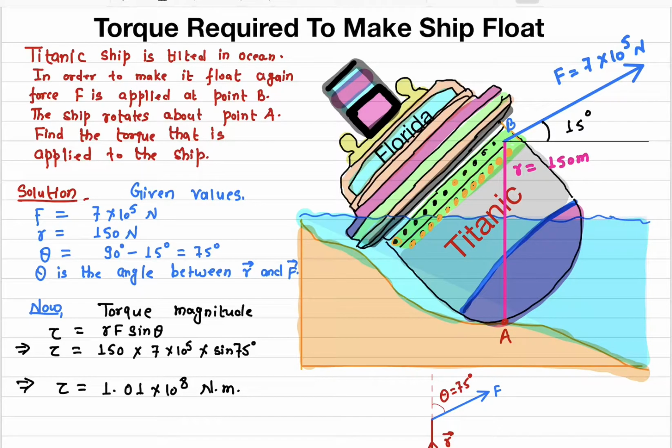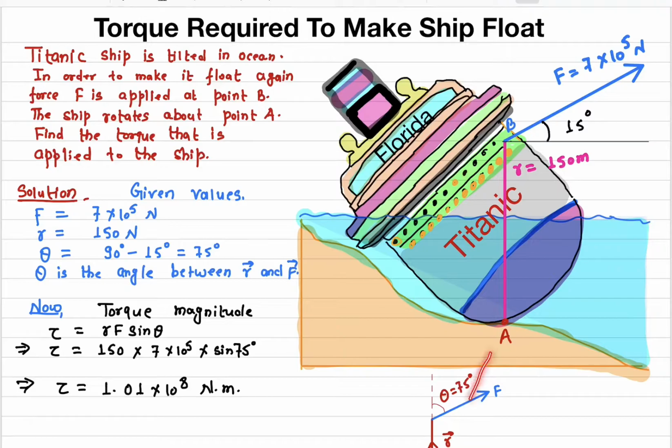In this video, we'll calculate the magnitude of the torque required to make the ship float. The given situation is we have a ship here, a Titanic ship, in the Atlantic Ocean in Florida, and the ship is tilted, and we are applying a force here. The angle of the force is 15 degrees with respect to the horizontal direction, and the axis of rotation, or the point about which the ship rotates, is this point A.